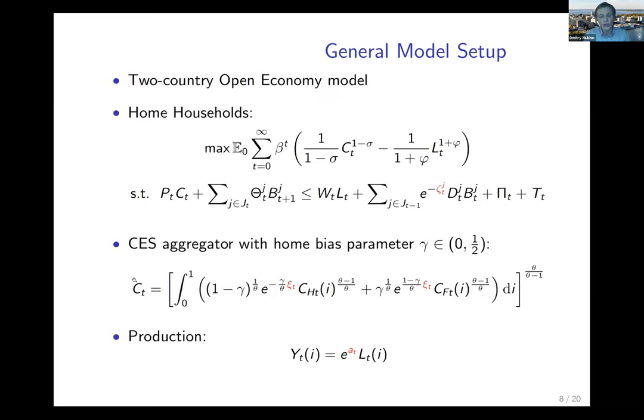So consumption in each country is the combination of domestically produced goods and imported goods. So one minus gamma is the home bias and gamma is the openness of the economy. And the second shock that we allow in this model is this xi_t, which is the preference shock for domestic versus imported goods. Finally, the production side of the economy is summarized by the linear technology, and A_t is the productivity shock in this model.